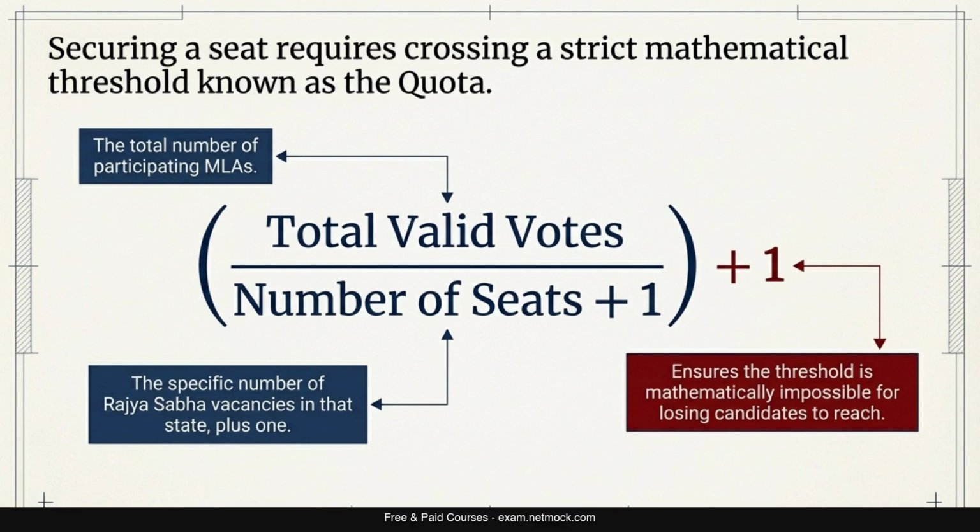Securing a Rajya Sabha seat requires crossing a strict mathematical threshold known as the quota. The formula is straightforward but elegant. You take the total valid votes, which is the total number of participating MLAs, divide it by the number of seats plus 1, and then add 1. This ensures that the threshold is mathematically impossible for losing candidates to reach. This quota system guarantees that only candidates with genuine proportional support can win.